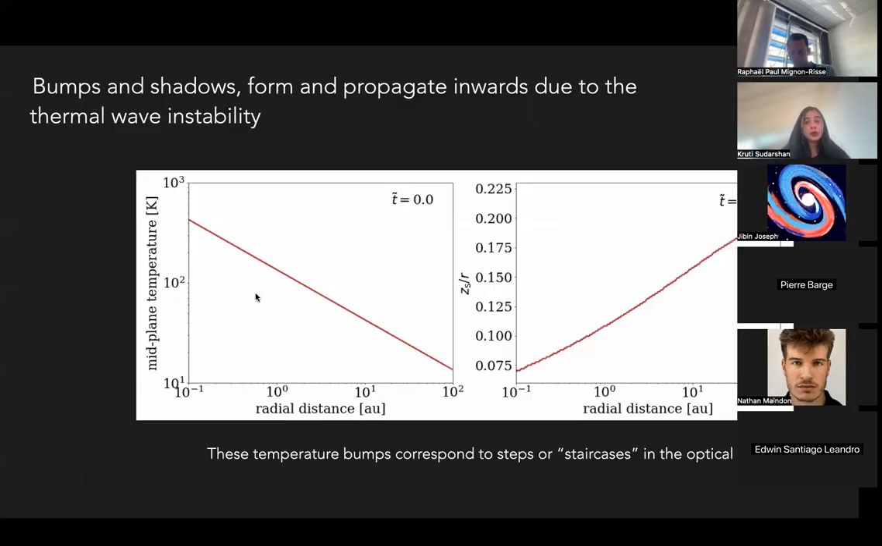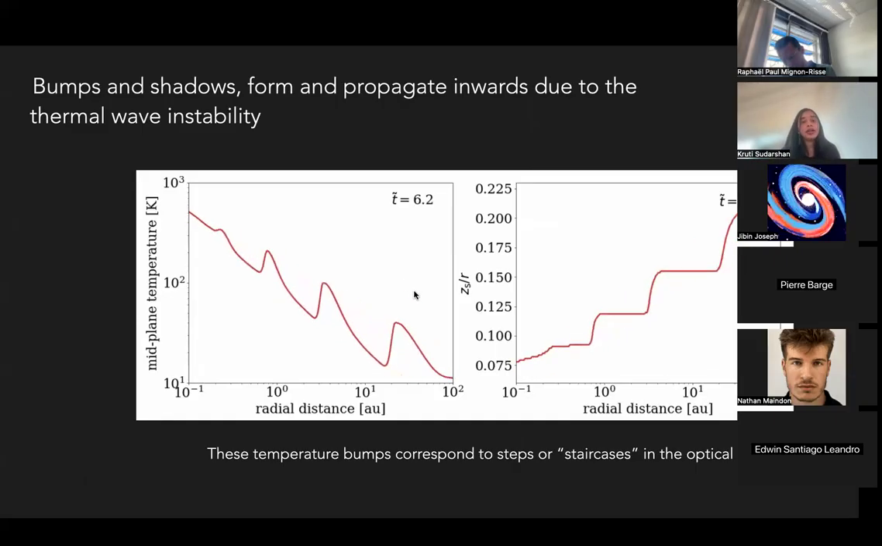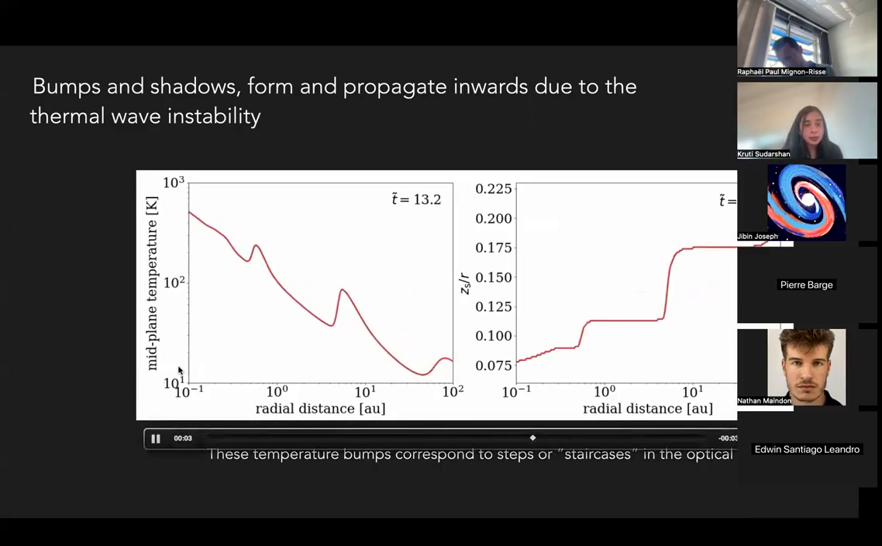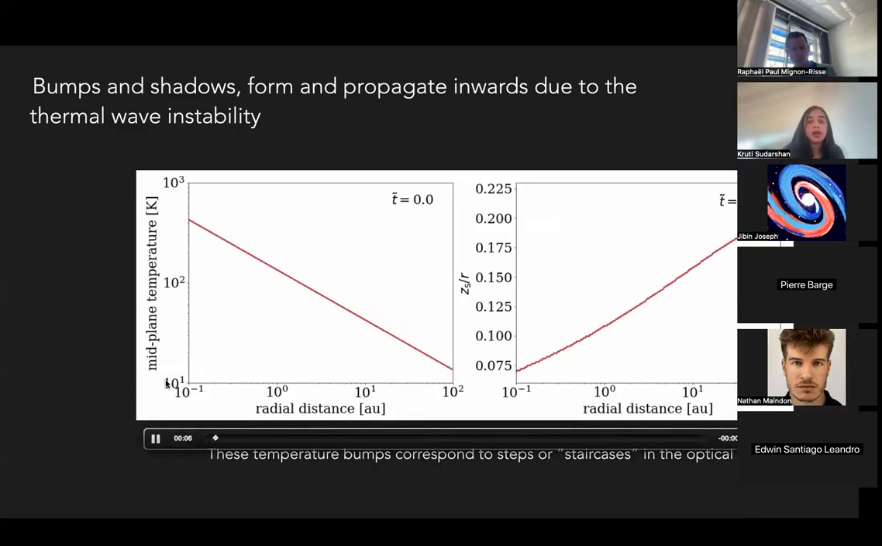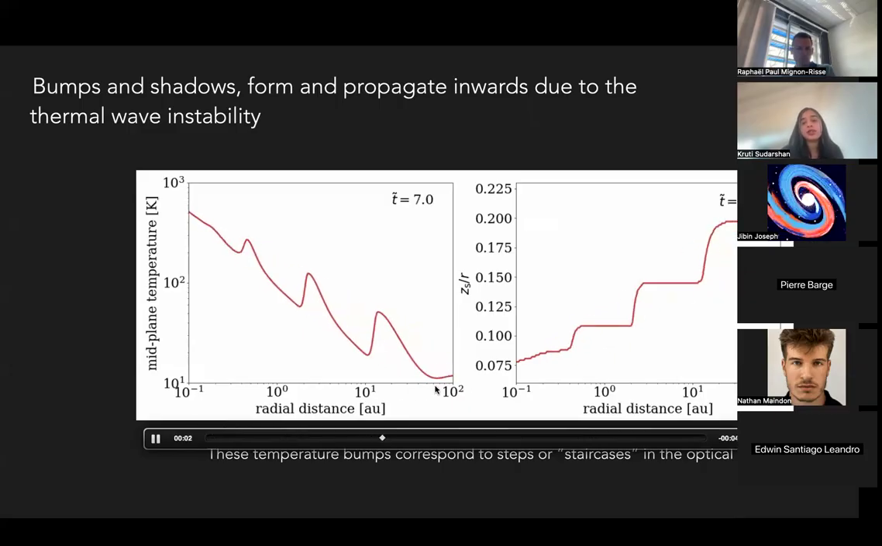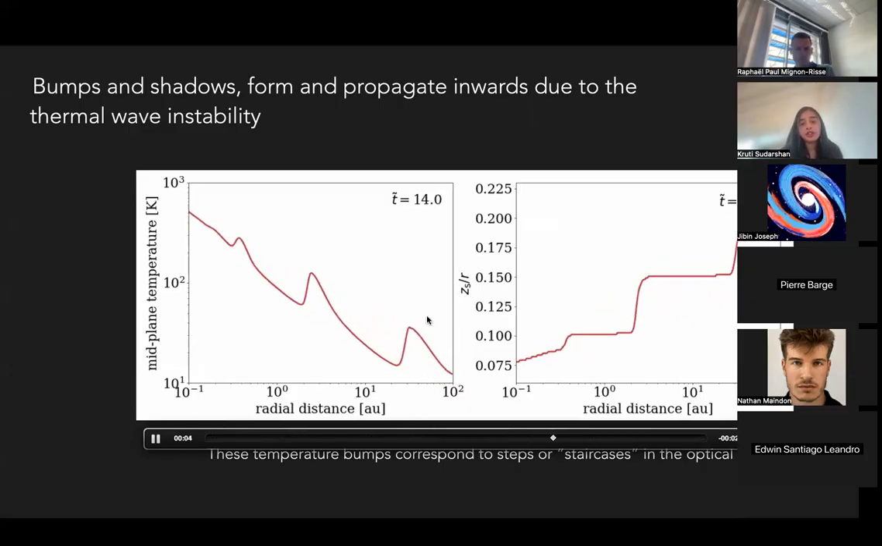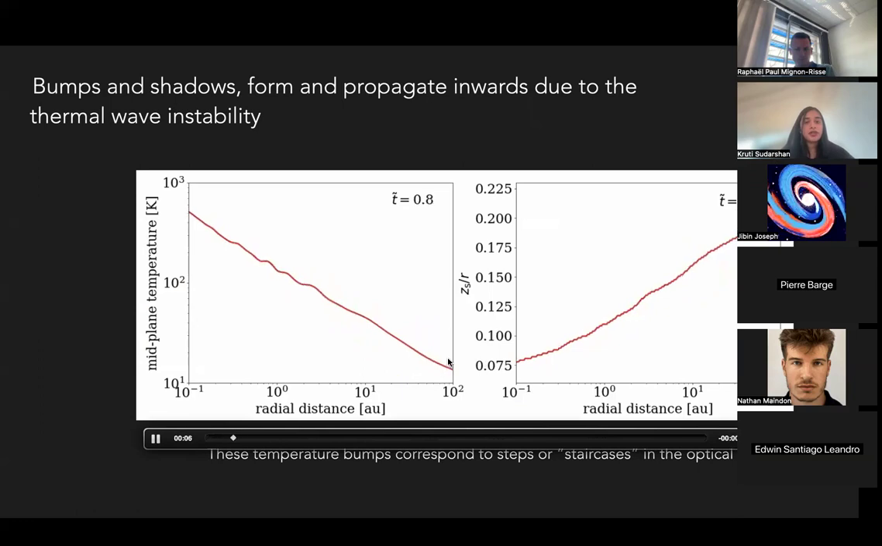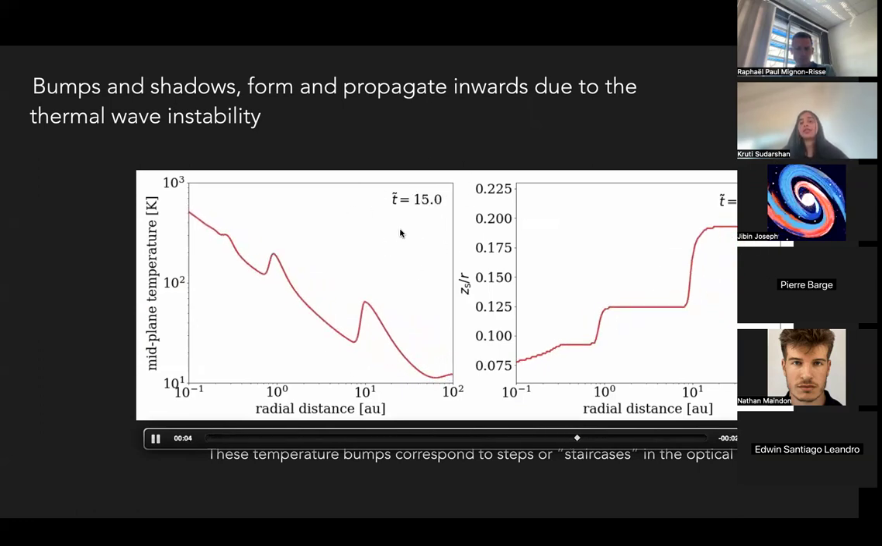And if you look at how these bumps look in models, these are 1.5D models. What I mean by 1.5D is it has radial wave propagation, but also vertical radiation transport, because that is really essential. And if you trace the midplane temperature on the left-hand side of this plot, you see that throughout the disk you can form these temperature bumps that travel inwards on the order of orbital timescales of the disk.